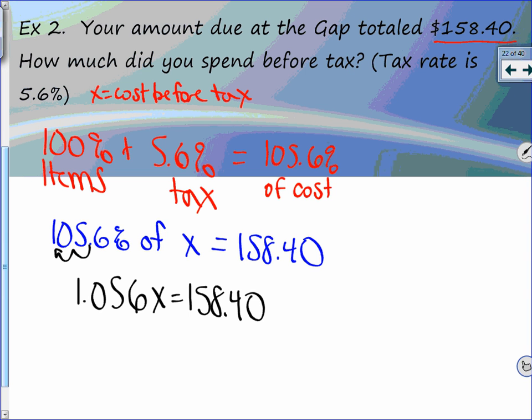Or what should it be? So the cost before tax should be greater than? Oh, no. No, it should be less. Good. So let's divide by 1.056.